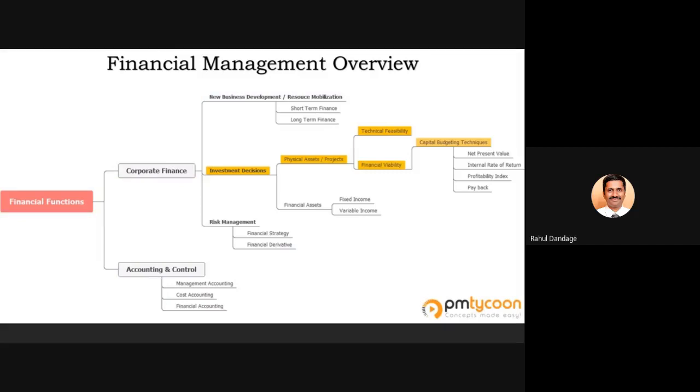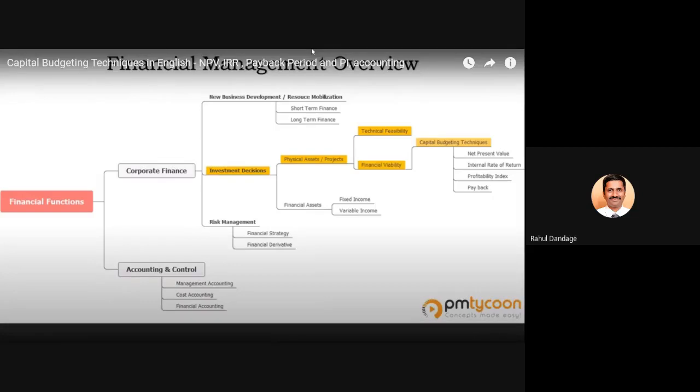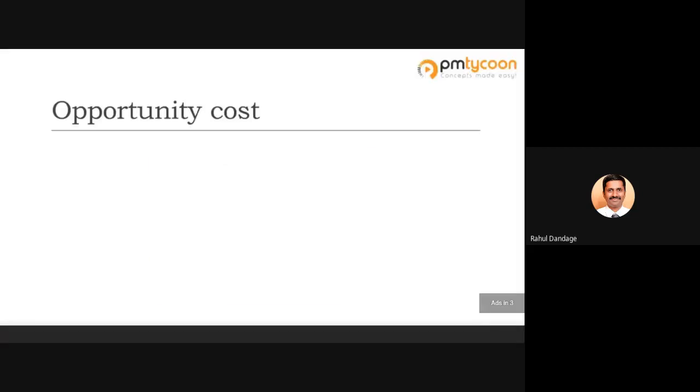Before we get started with capital budgeting techniques, there are a few concepts that you need to be aware of, and that really helps you to grasp this subject with a lot of ease. And there is a term called opportunity cost.